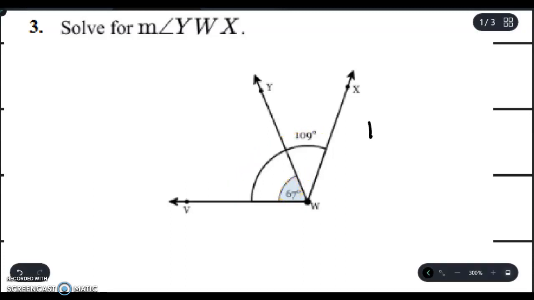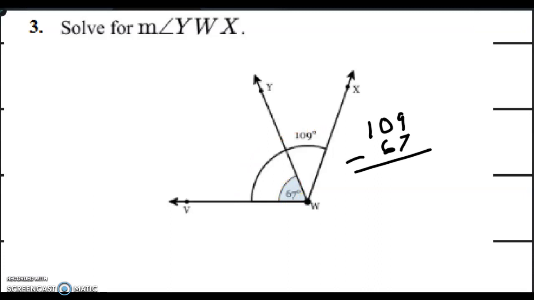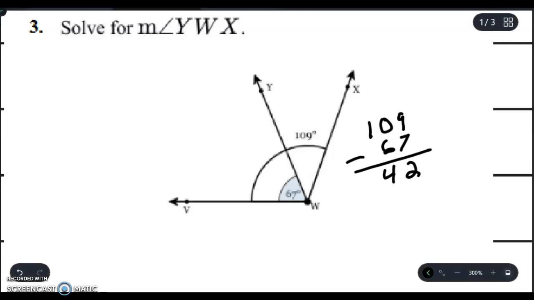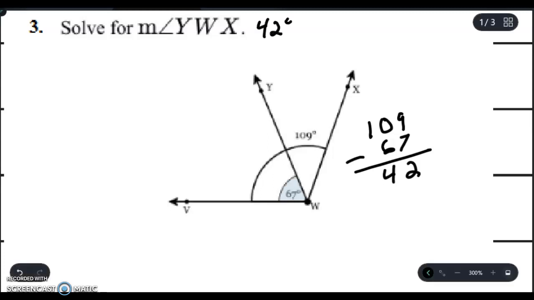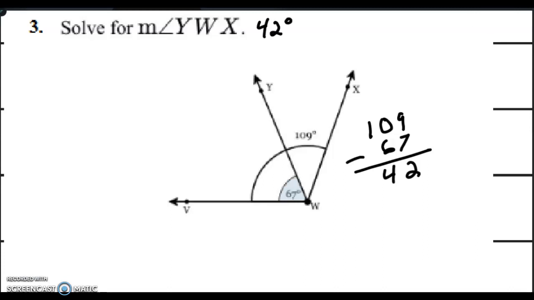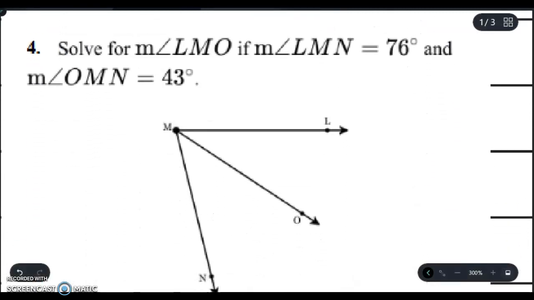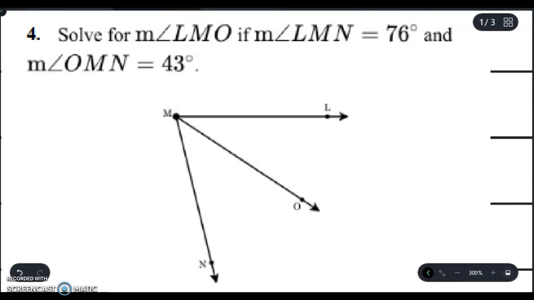So all I gotta do is do 109 minus 67 and we'll have an answer. So the measurement of angle YWX is 42. Alright, now let's take a look at another one. Now again, this one they don't tell us the measurement, but we can write it in. We're looking for the measurement of LMO. LMO. So this is the part that we don't know.